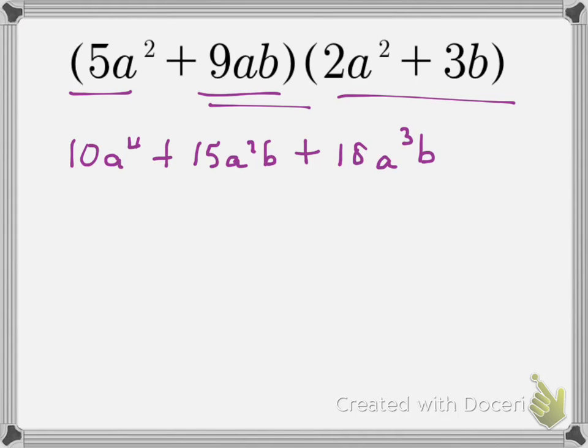And that's because that's a to the first times a to the second, which means you have a to the third, and then that's just a b. Lastly, 9 times 3 is 27, and you still have a single a, and that's b times b, which means b to the first times b to the first. You add exponents, that's b to the second. Alright, I'm going to check to make sure I don't have any like terms, and I don't, so this would be my final answer.